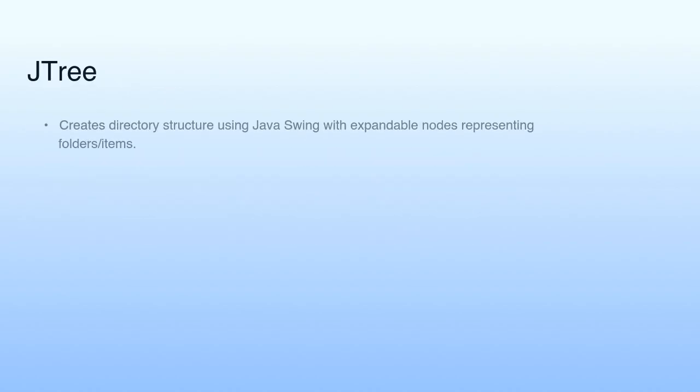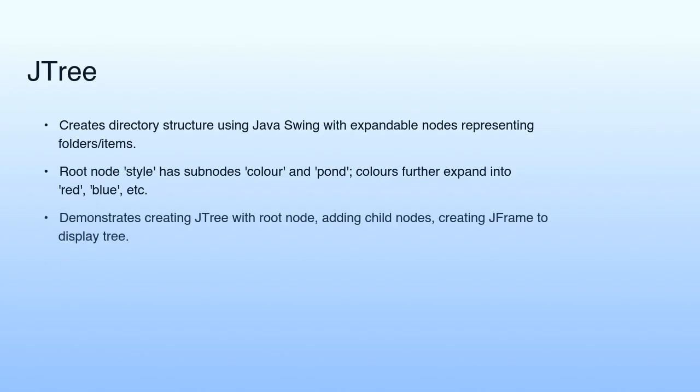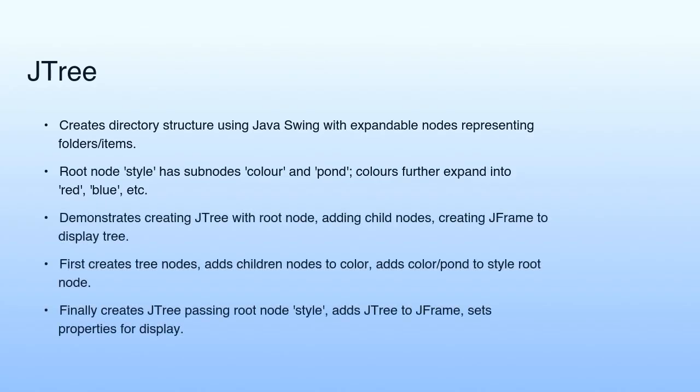This example demonstrates how to create a directory structure using Java Swing, with expandable nodes representing folders or items. The root node style has 2 subnodes, color and pond. The color node further expands into individual colors like red, blue, and so on. The process involves creating tree nodes, adding child nodes to the color node, and then adding the color and pond nodes to the style root node. Finally, JTree is created by passing the style root node, and this tree is added to a frame with the appropriate properties set for display.